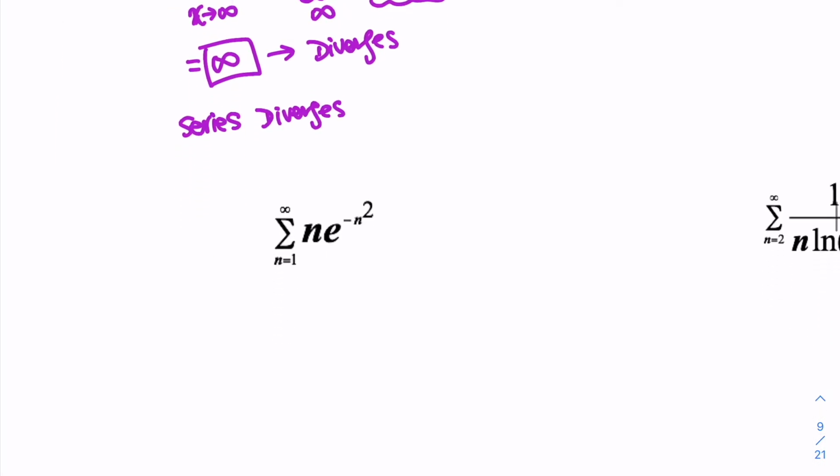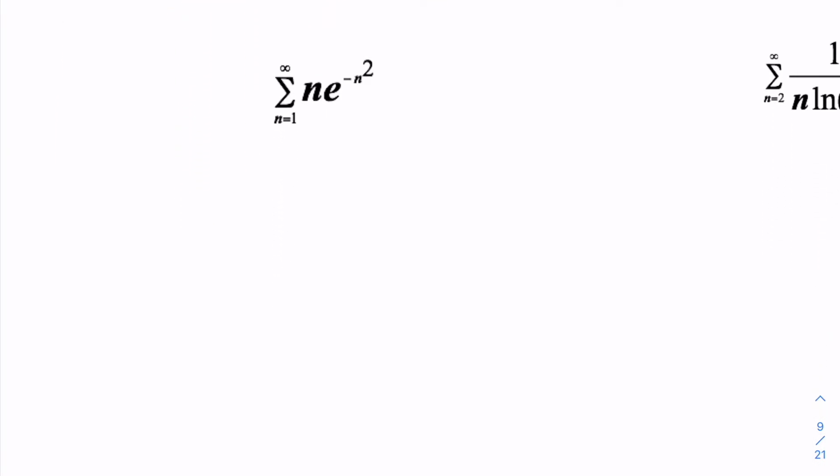Let's have a look at this problem. n starts from 1 to infinity. In the future when we see a problem, first let's have a look at the limit as n goes to infinity of n over e to the n squared. Does the nth term test work? As n goes to infinity, this will be 0. So the nth term test doesn't work. Can we use any other test? For now, we only learned the integral test. Let's have a look if the integral test is going to work.